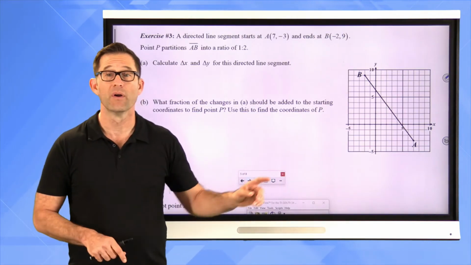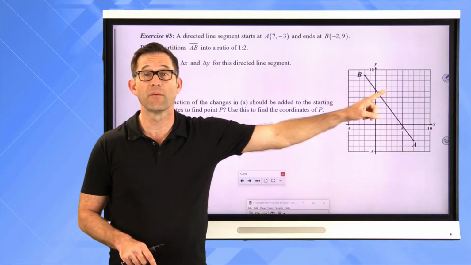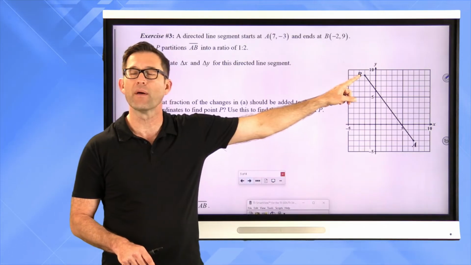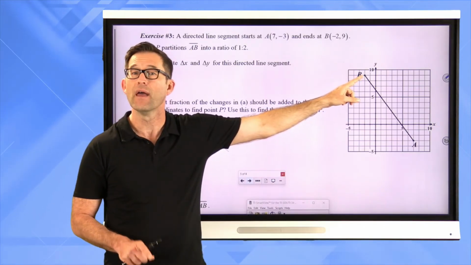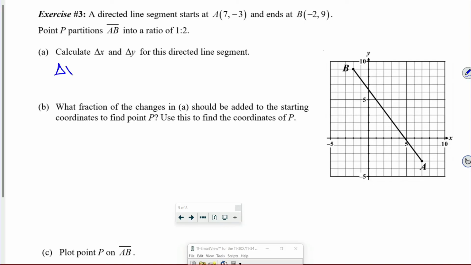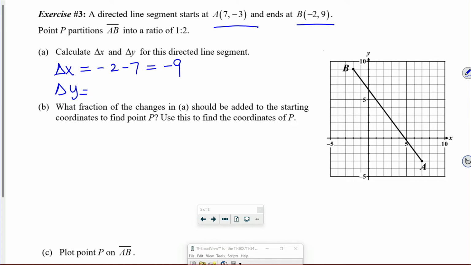All right, now remember, we're going from point A to point B. And just by thinking about that, I should automatically know that my change in x is going to be negative and my change in y is going to be positive. But again, all I want to do is take my final coordinates and subtract off my initial coordinates. So my change in x is going to be -2 minus 7, which is -9. And my change in y is going to be 9 minus -3, which is positive 12.